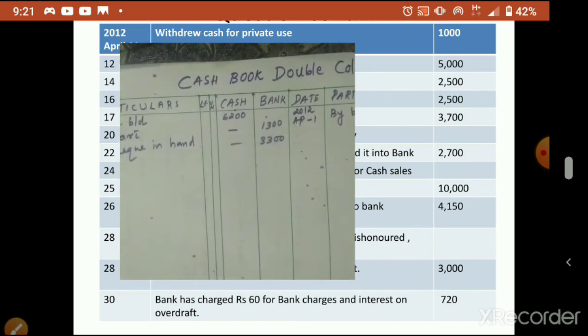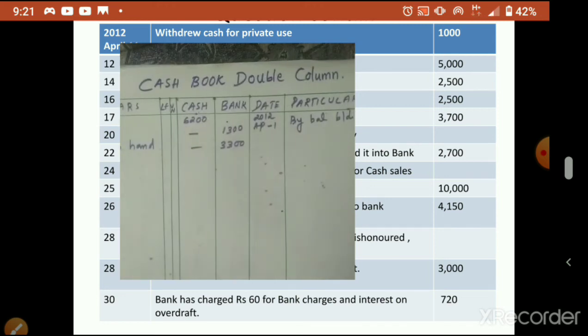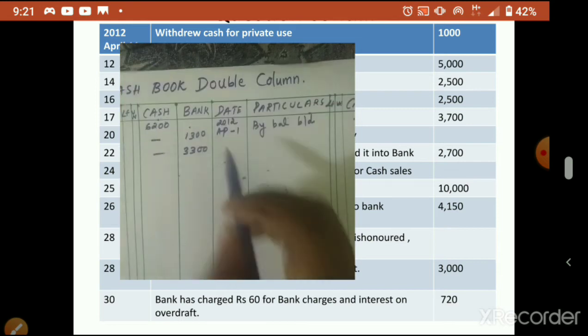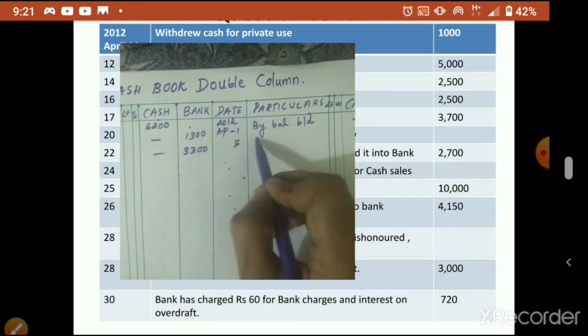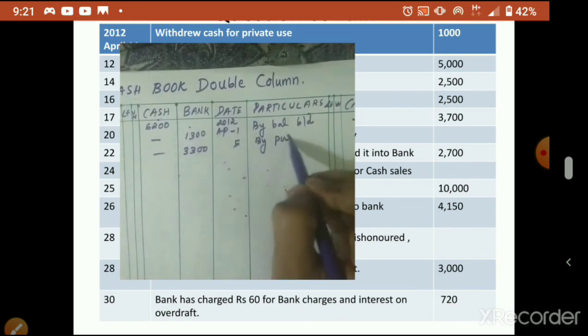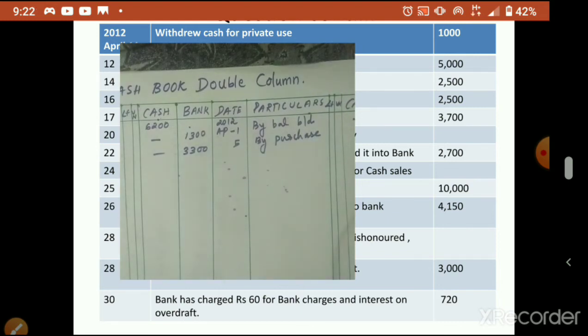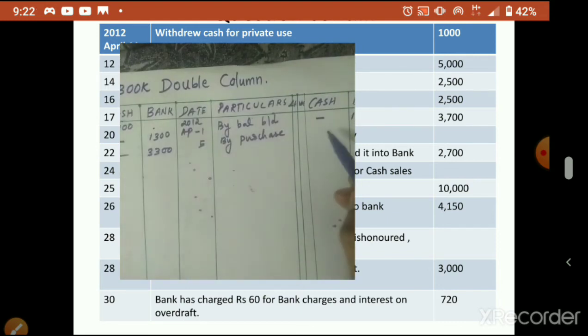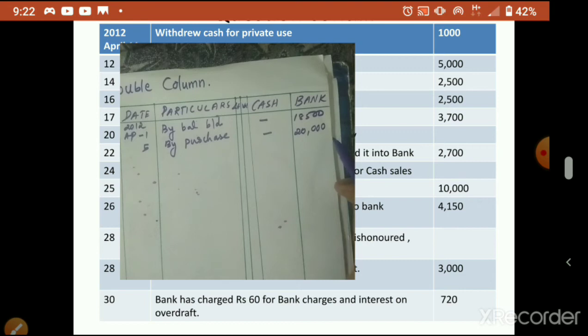Okay, now next on 5th again, purchased goods and paid by check. So we purchased the goods, paid by check. So all payment will go where? This side, credit side. So date is 5th, by purchase. Purchased goods, by purchase. Payment how made? By check. So not cash paid, check paid. So the amount you have to write in the bank column. How much? 20,000. Here 20,000. Understood?